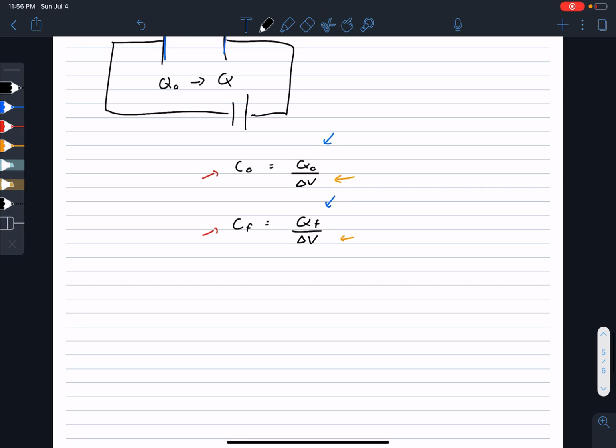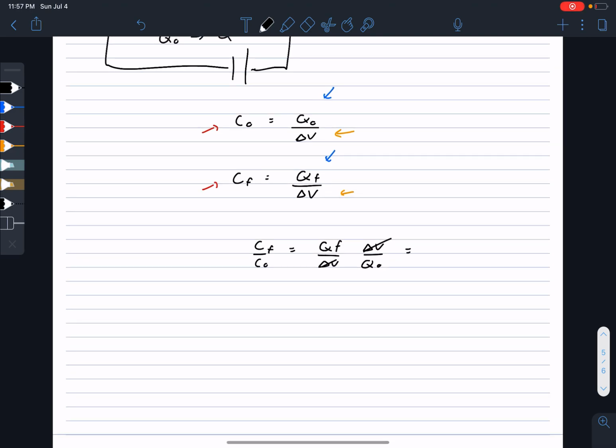So in this case, when we take C_F over C_0, we're going to get Q_F over delta V over Q initial over delta V, right? So those cancel, and then we're just left with the ratio of charges. That's going to be 350 microcoulombs over 150 microcoulombs. These units cancel, and we're left with approximately 2.33. That's our dielectric constant for this scenario.